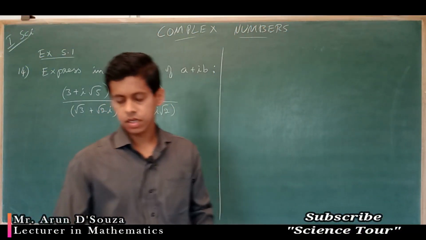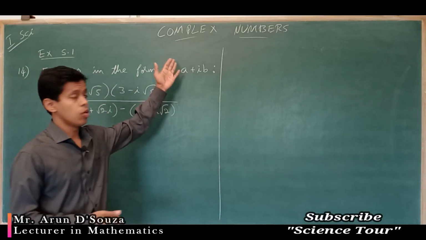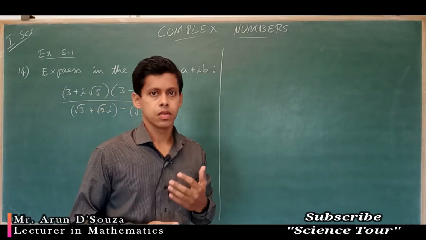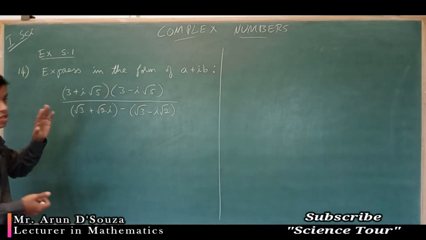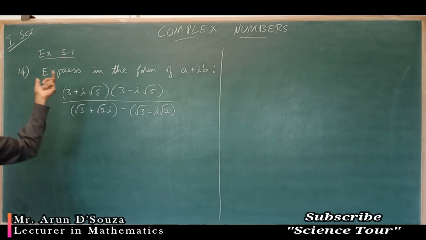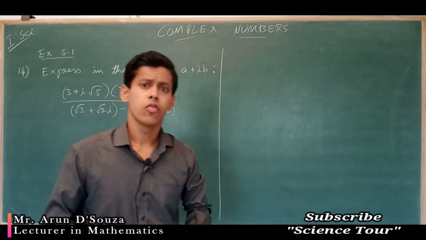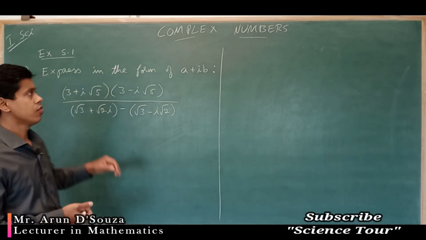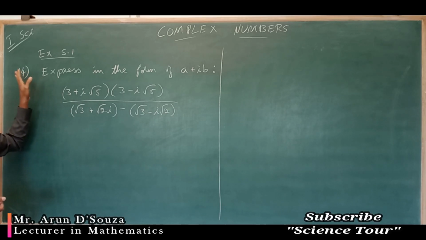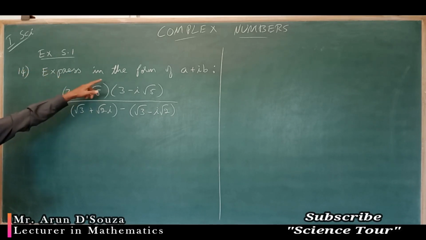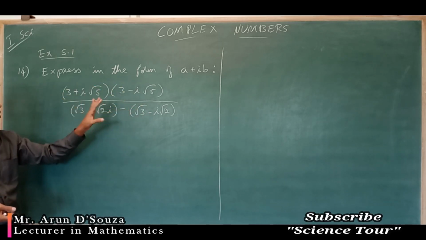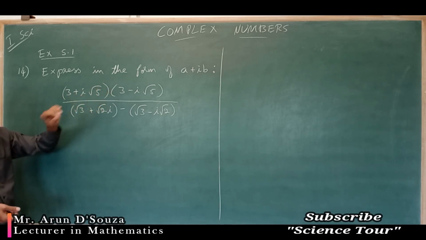The chapter that we will discuss today is complex numbers. We have already solved 13 questions from exercise 5.1, and today in this class we will solve the last question from exercise 5.1. The 14th question is to express in the form of a plus ib the expression that is given to you.